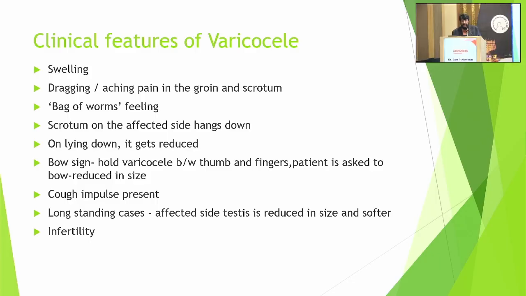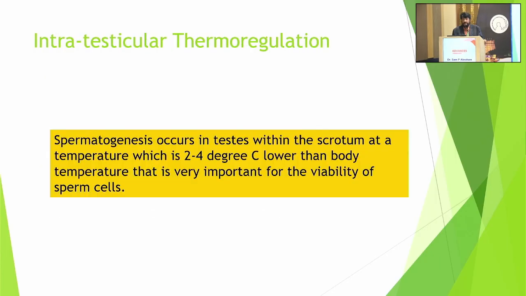That's an important sign. You hold the varicocele between the thumb and the fingers and the patient is asked to bow. You can see that the mass gets reduced, and you will be able to feel a cough impulse. In long-standing cases, the testis on the affected side will be softer. And sometimes you can see infertility also.